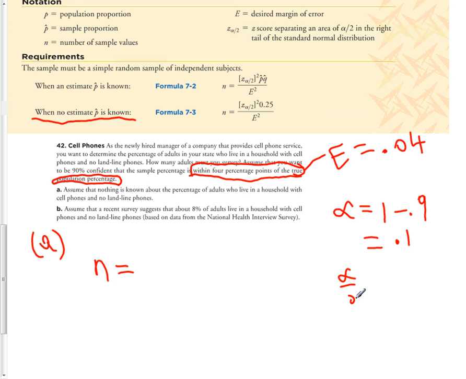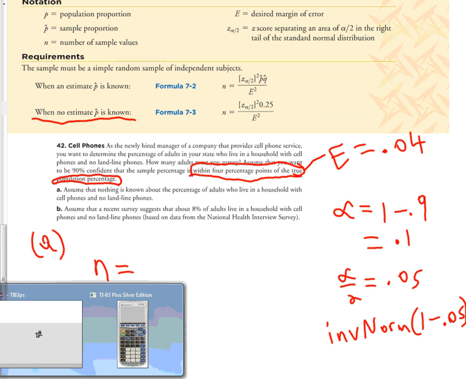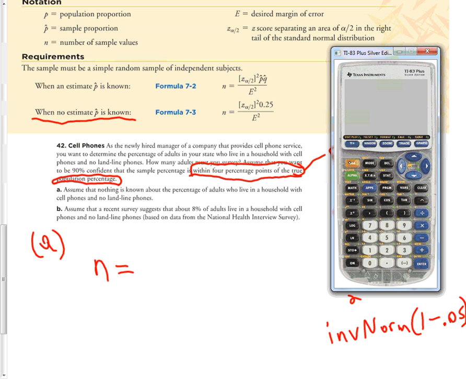Alpha over 2 is then 0.05, and what we're going to do is the inverse norm of 1 minus alpha over 2, or 1 minus 0.05. So we're doing the inverse norm of 0.95. That's what we're going to do on our TI. All right. So to find the critical value, we're going here. We're going to second. We're going to distributions. We're going to number 3, which is the inverse norm, and we're doing the inverse norm of 0.95. And this is going to give us the critical value.